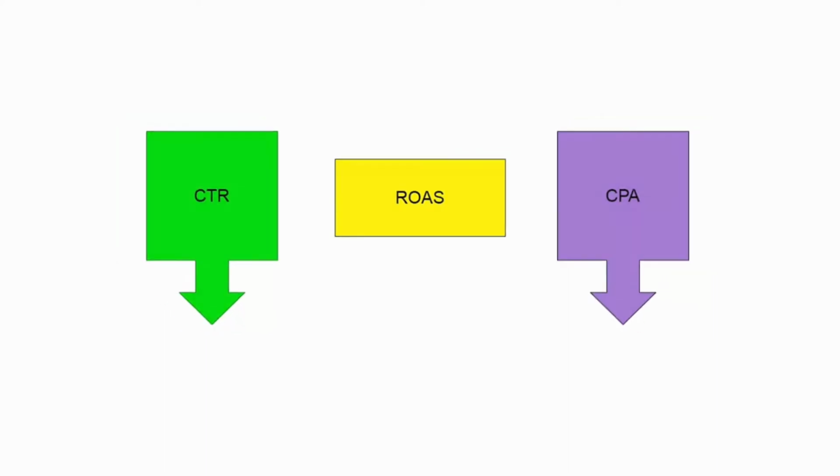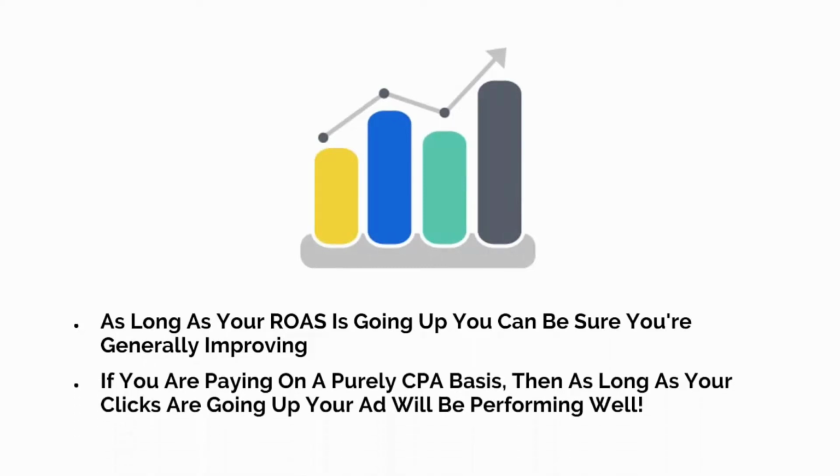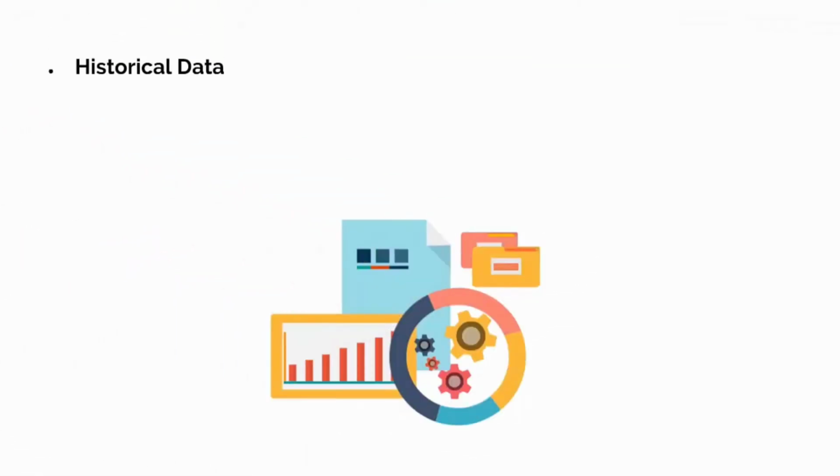I know this all sounds a bit confusing, but as long as your ROAS is going up, you can be sure you're generally improving. And if you're paying on a purely CPA basis, then as long as your clicks are going up, your ad will be performing well. You should also be able to look at your historical data for your adverts and see whether your CTR and ROAS are going up or down.